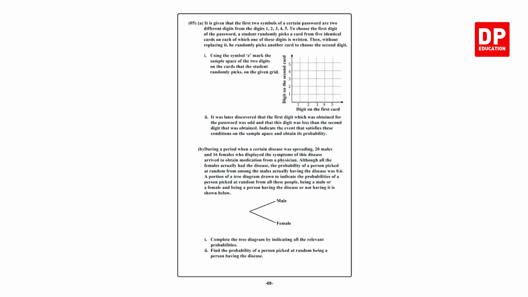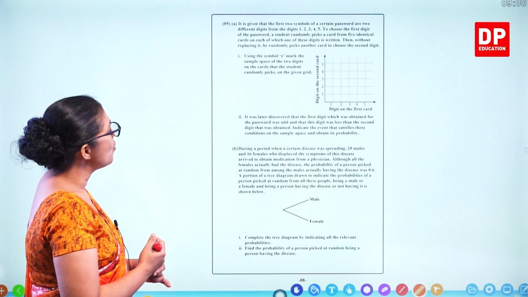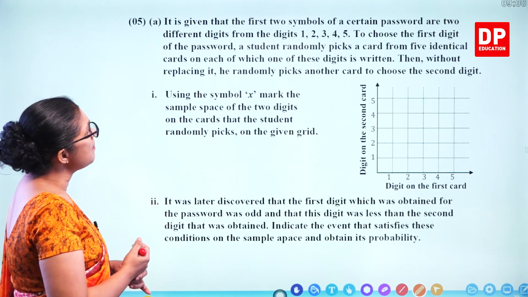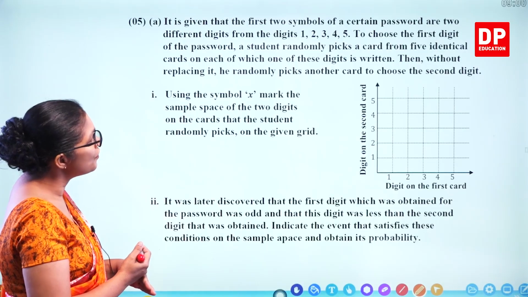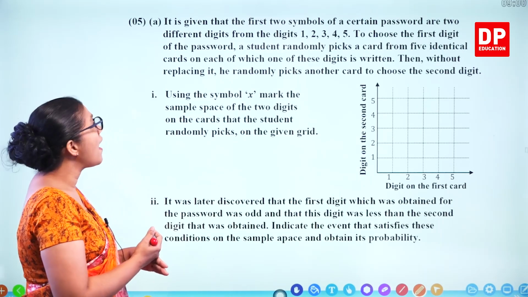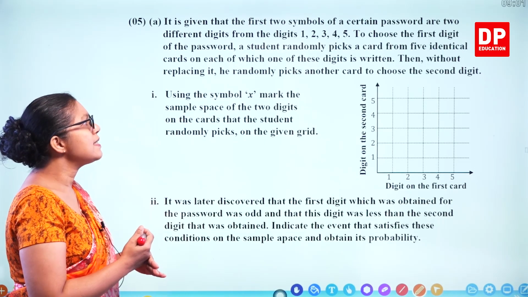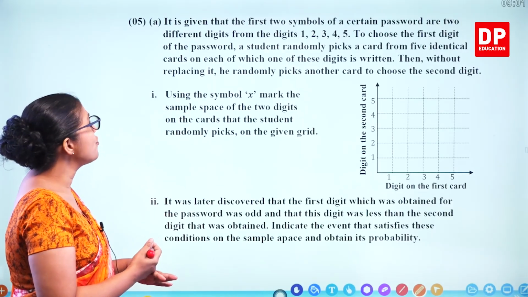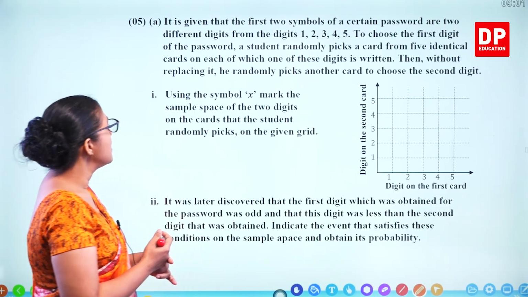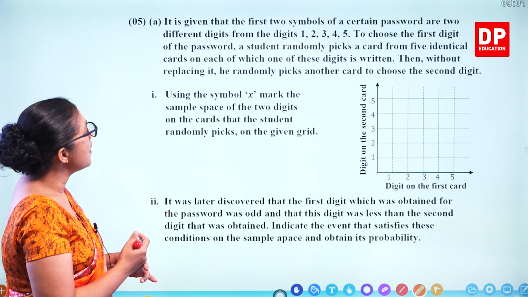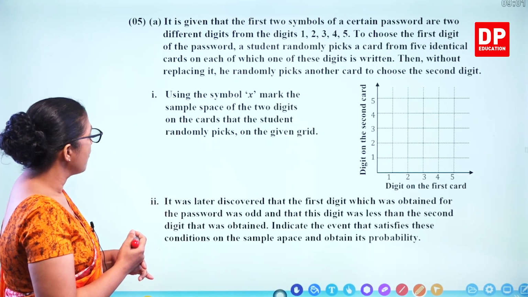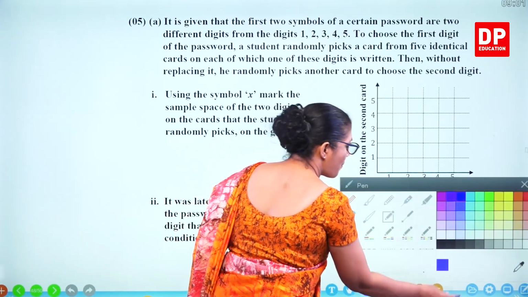Now you can do the last question. Question number 5. So you get 2 parts. Part A. It is given that the first 2 symbols of a certain password are 2 different digits from the digits 1, 2, 3, 4, 5. To choose the first digit of the password, a student randomly picks a card from 5 identical cards on each of which one of these digits is written. Then without replacing, so not put it back, and he randomly picks another card to choose the second digit. Using the symbol X, mark the sample space of the 2 digits on the cards that the student randomly picks on the given grid. So, mark appropriate values.